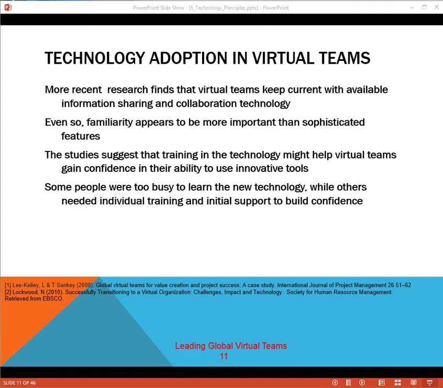So, studies suggest that training in the technology might help virtual teams gain confidence in their ability to use virtual tools. However, some people are too busy to learn the new technology, while others need individual training and initial support to build their confidence. Training on the technology tools helps reduce risk, but not everybody can devote the time to learn complex new technology, and some may need individual attention.